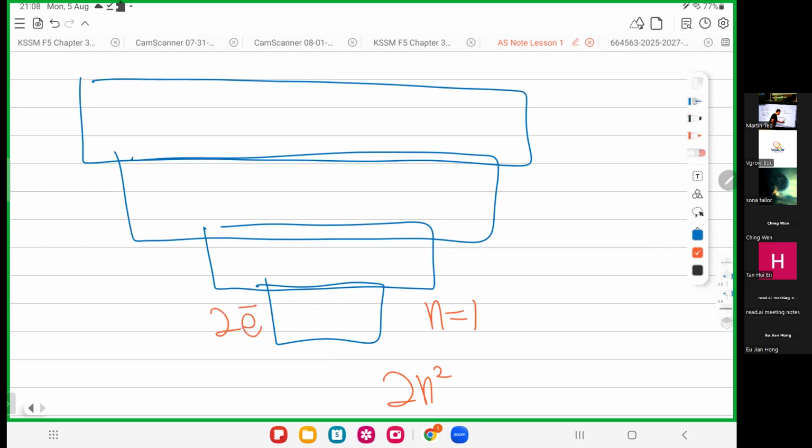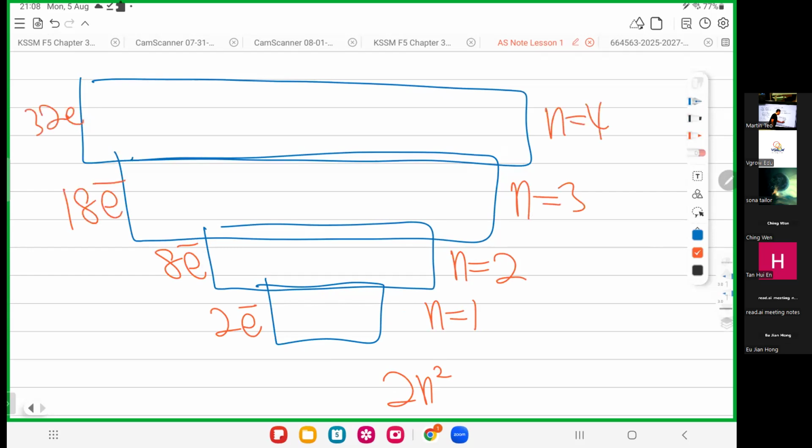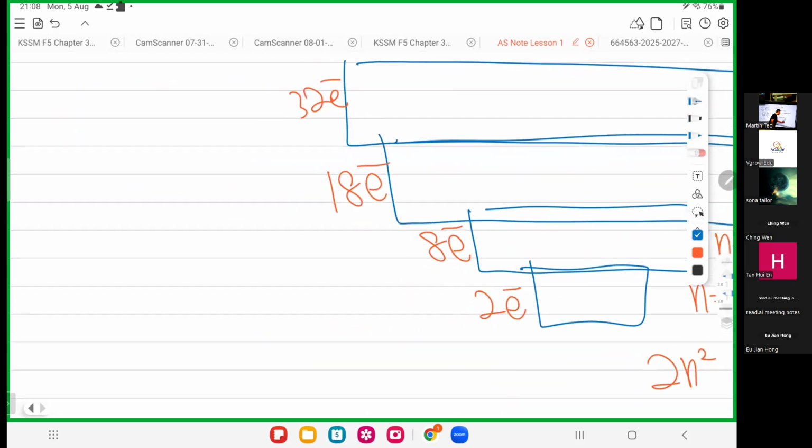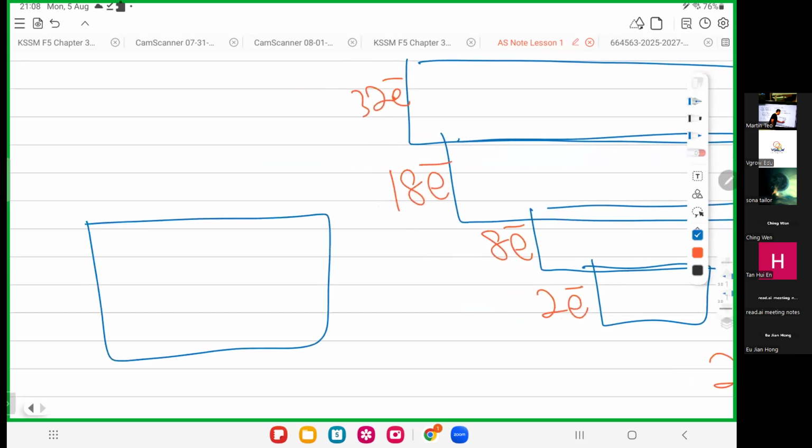Second floor, how many electrons can you put? 8. Third floor? 18. The fourth floor? 32. Now let us try to cut the section, or we call it cut the cake. Imagine you have a cake. You must cut it into SPDF, 4 different sizes.